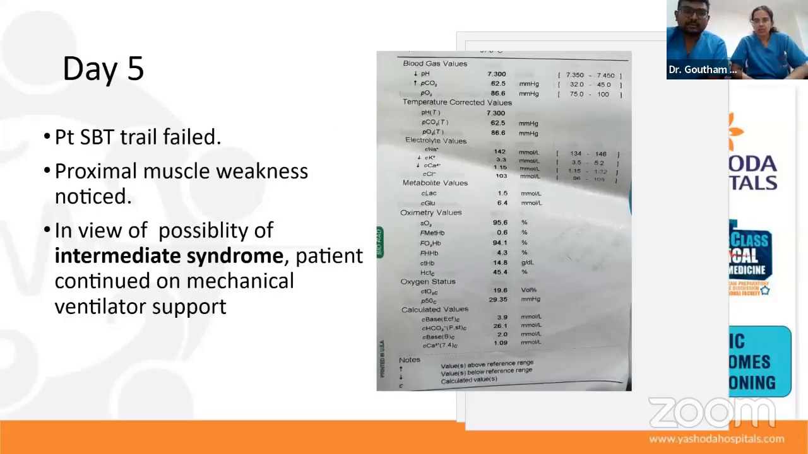On day 5, on spontaneous breathing trial, it failed, and we noticed there was proximal muscle weakness, and he is unable to hold his head for more than 10 seconds. So in view of possibility of intermediate syndrome, patient was continued on mechanical ventilatory support. This was the ABG taken on the SBT, with CO2 retention with PCO2 of around 62.5.